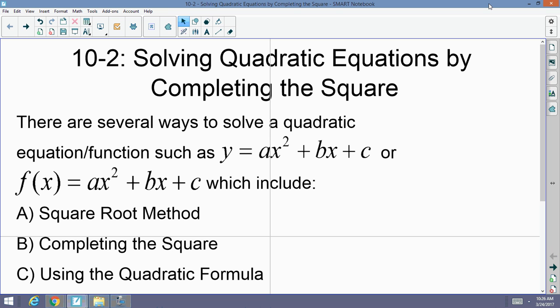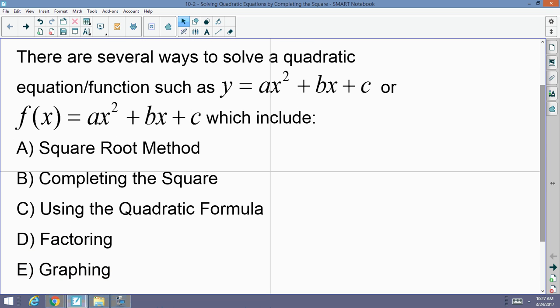Today, guys, we are going to continue with solving quadratic functions, but we're going to use a really cool and powerful skill called completing the square. Completing the square is extremely important, not just for this, but also when you have to rewrite conic sections into standard form from general form. So it's very important. And as we talked about yesterday, there are several ways to solve a quadratic equation.